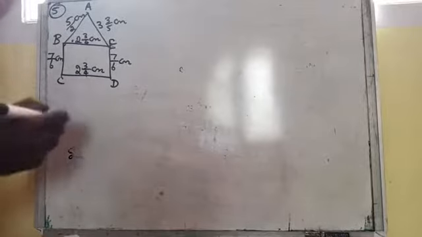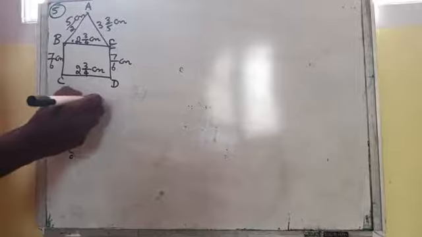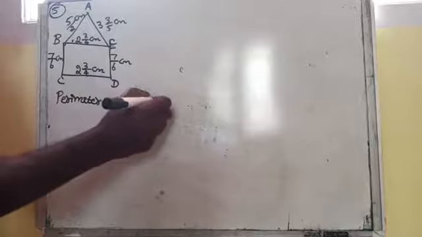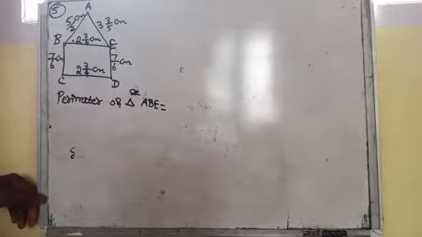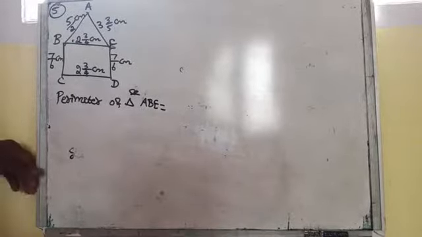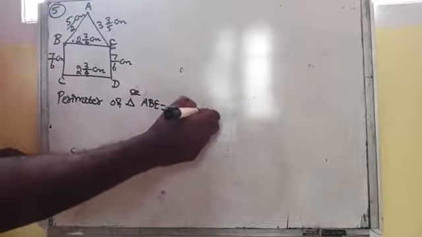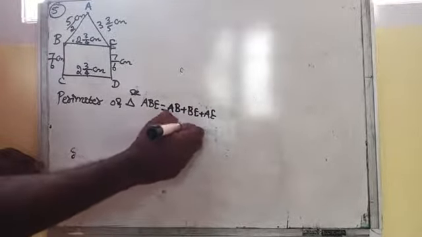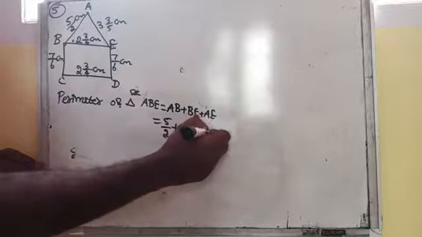Perimeter of triangle ABE is AB plus BE plus EA. Right? What is perimeter? Perimeter is nothing but the sum of the lengths of its boundary. Here AB is 5 by 2, then BE is 3 by 4, then AE is 3 by 5.